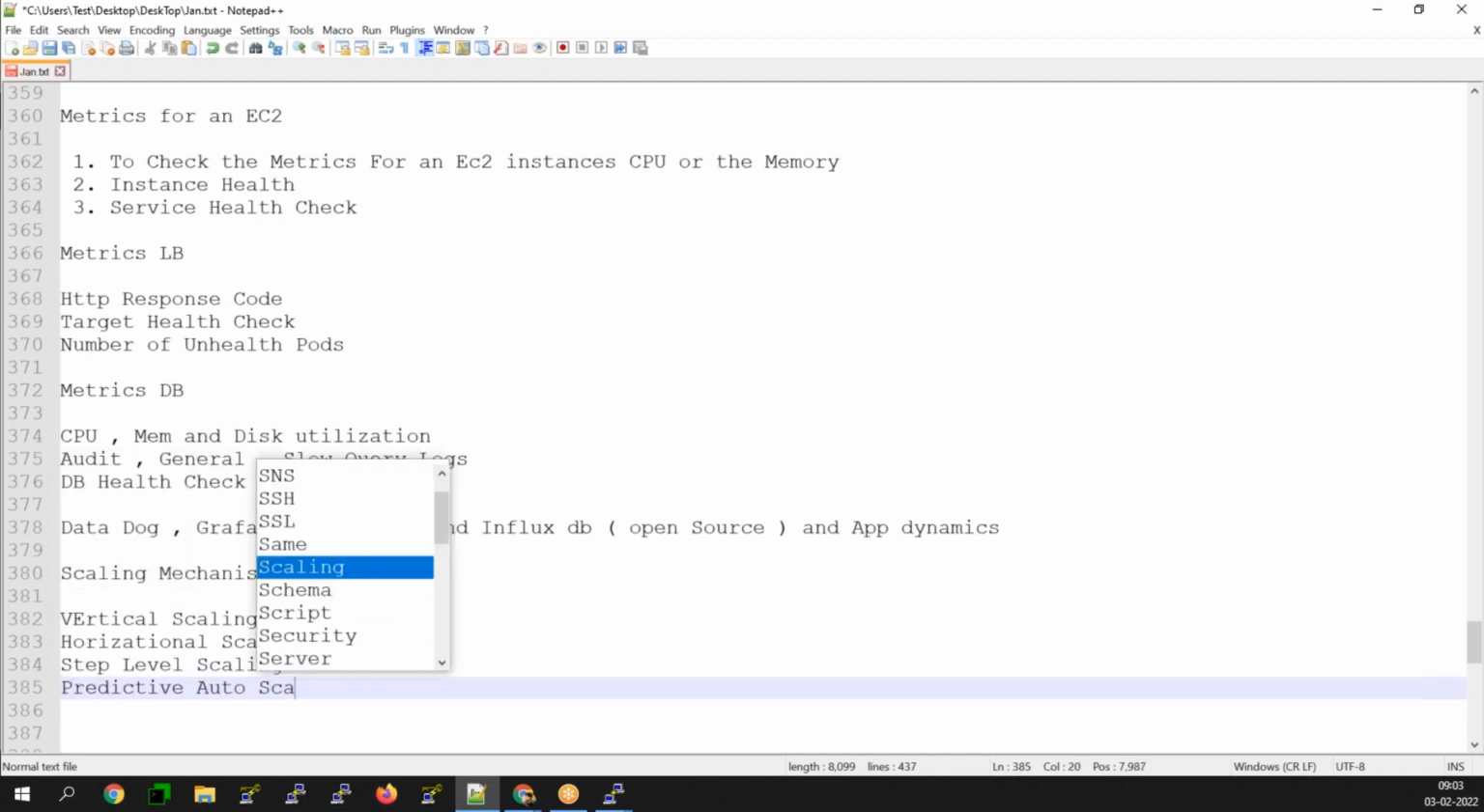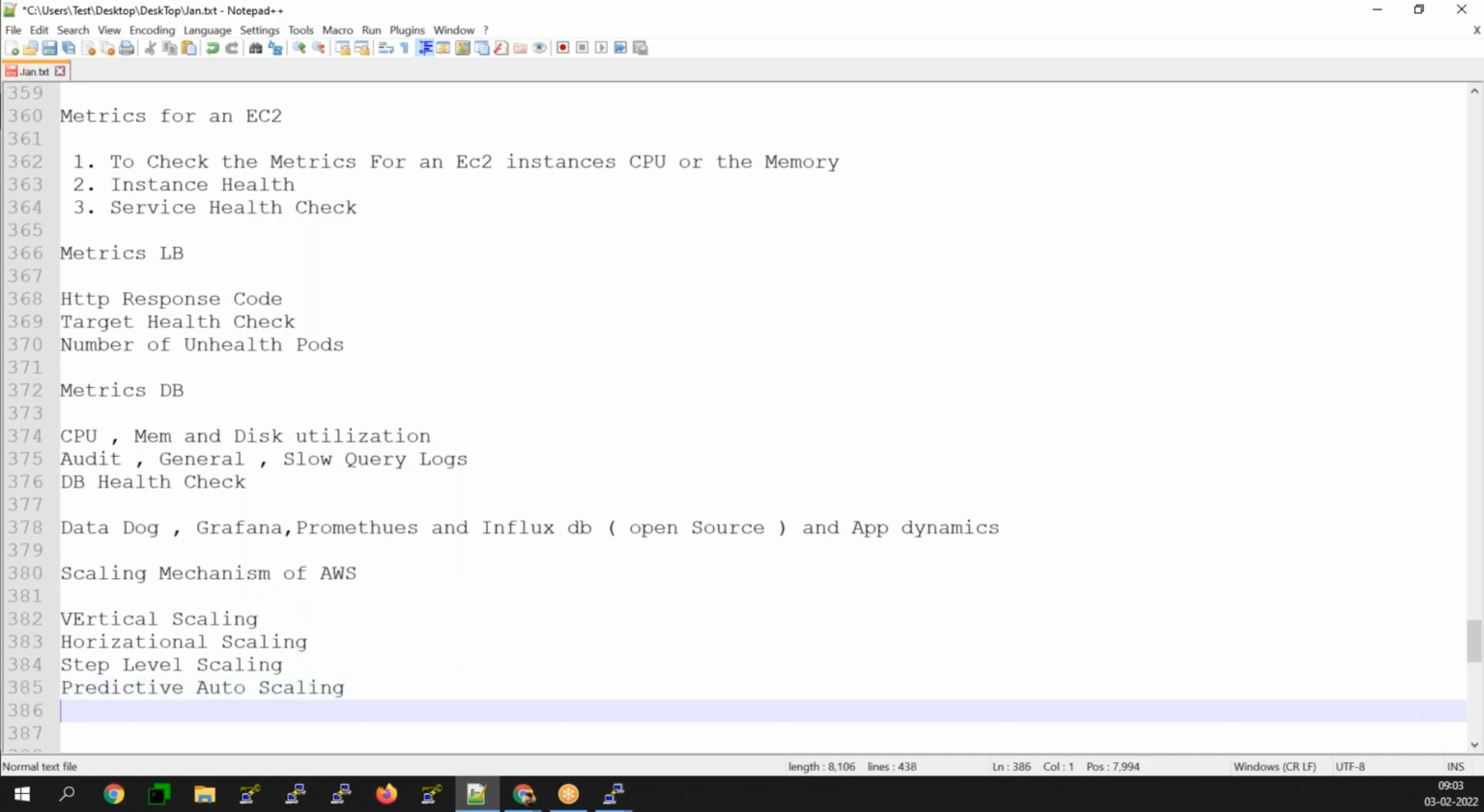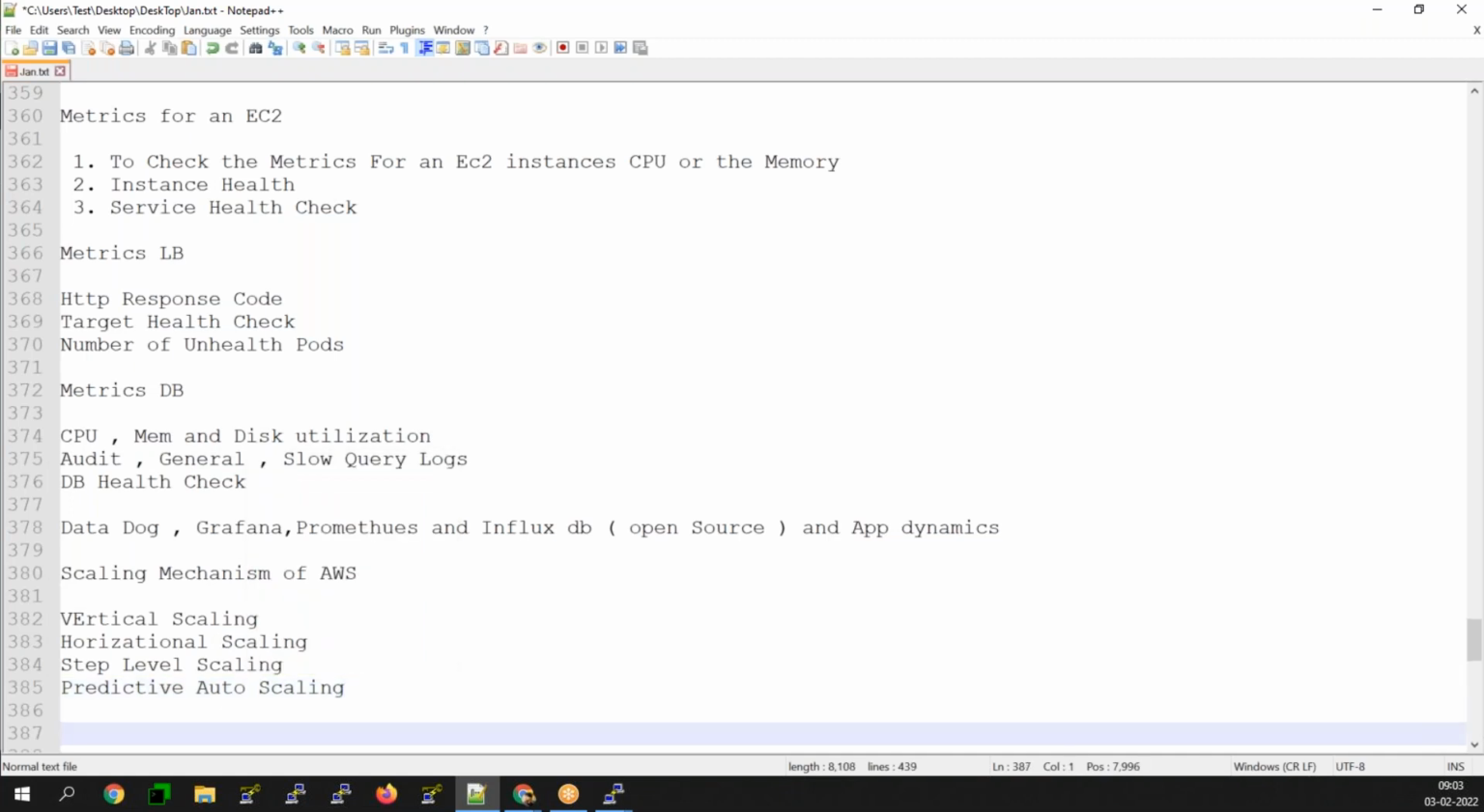In the practical, you cannot showcase predictive auto scaling because it requires ML as well as AI integration. The first three things we're going to discuss in our respective practical. So with regards to step level scaling, vertical scaling, and horizontal auto scaling, we're going to discuss them here.